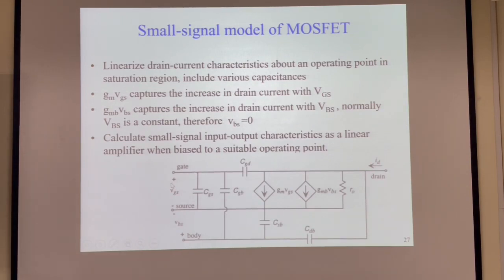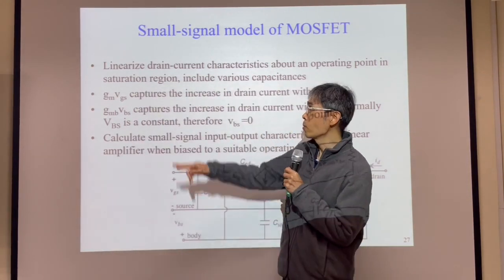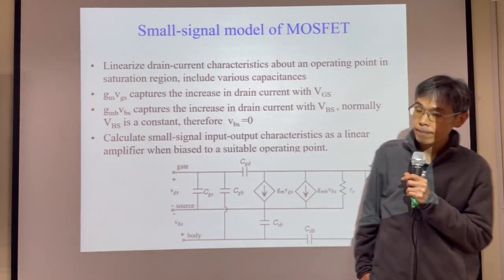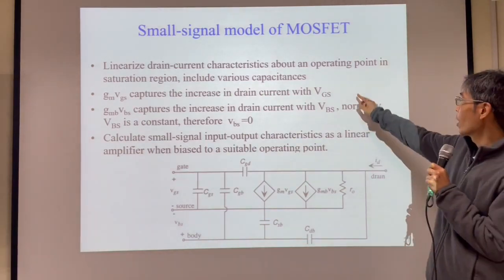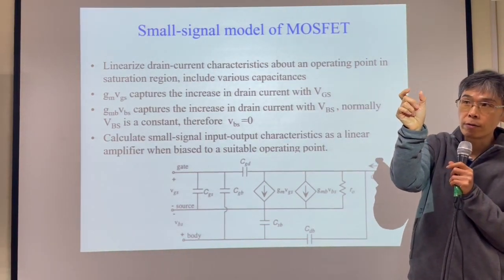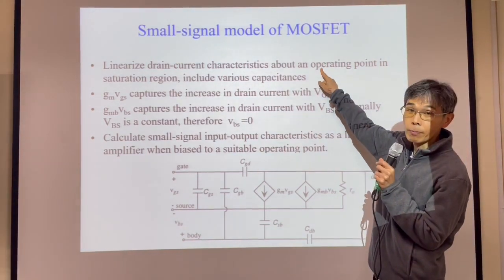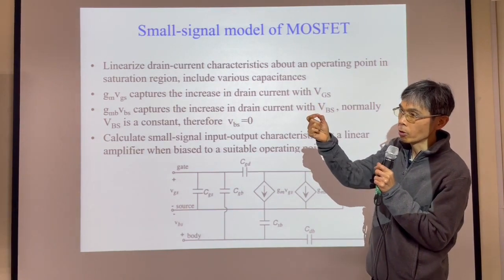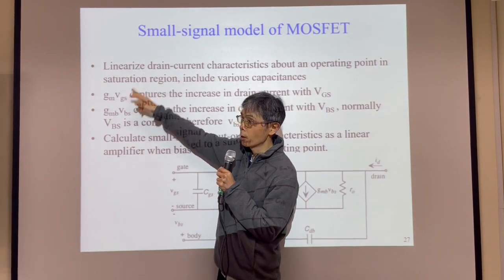Now is the small signal model. Kumil, could you read the first one? Linearized drain current characteristics about an operating point in the saturation region include various capacitors. Operating point: we select one point, and we change the current or voltage very close to this operating point, but with very small change. In that case, we can use a linearized model.